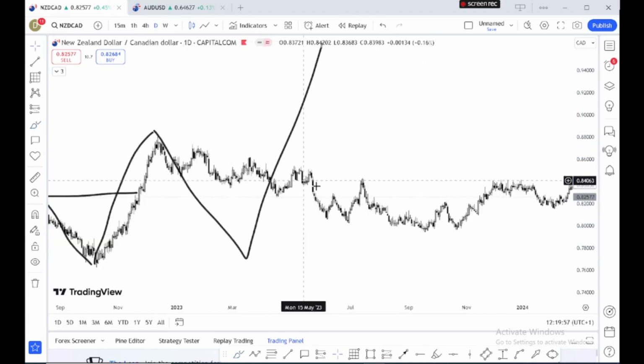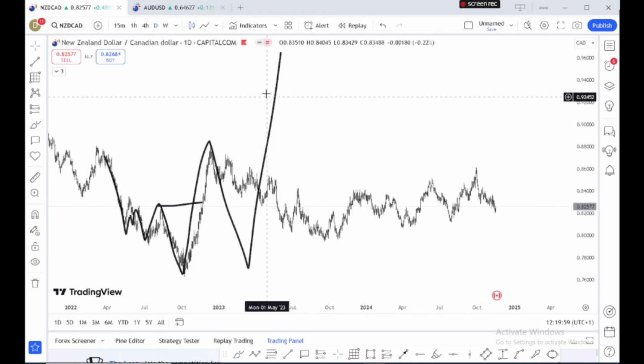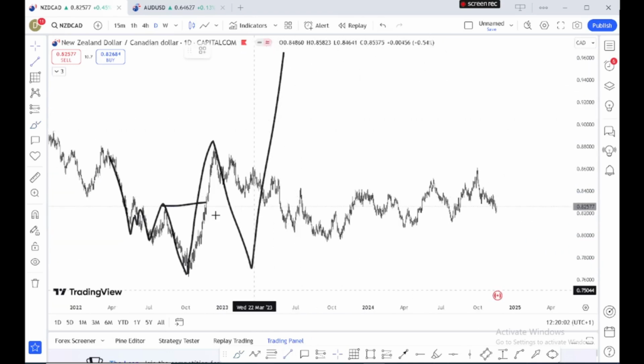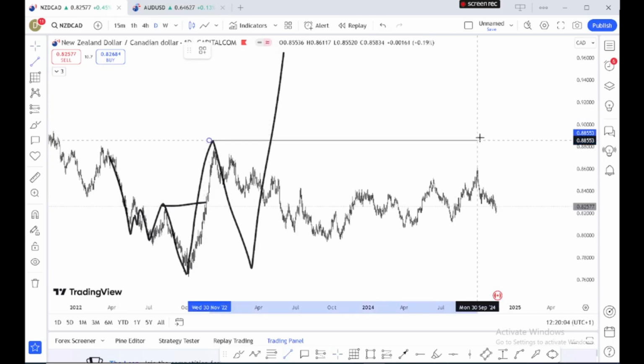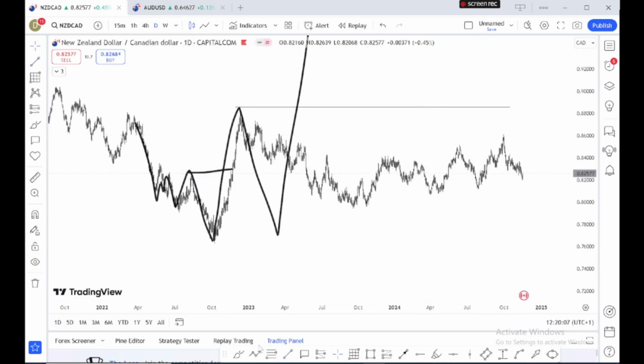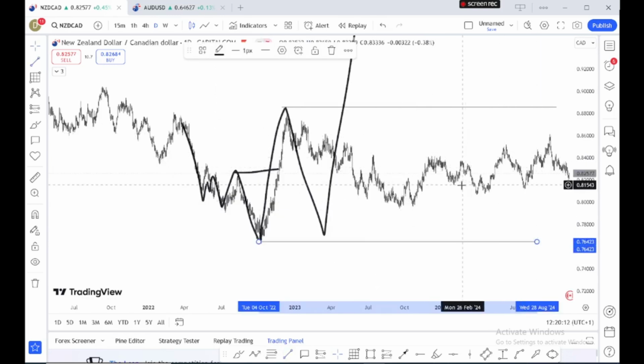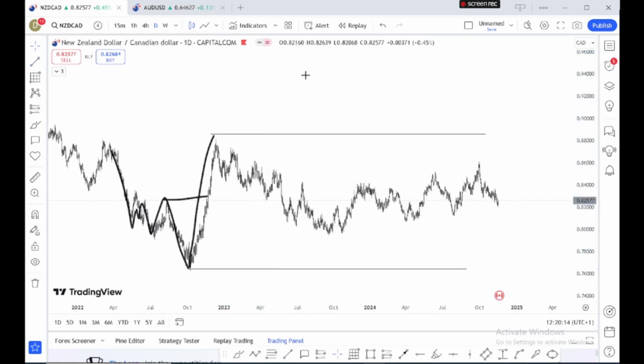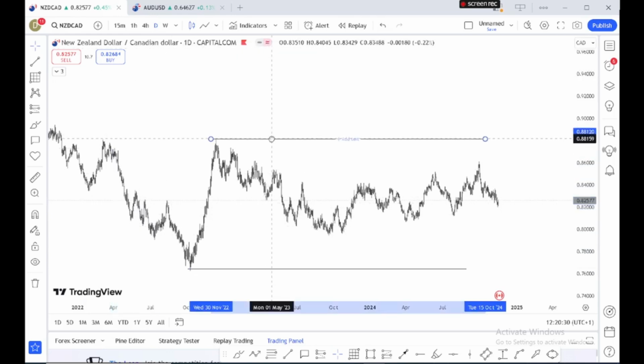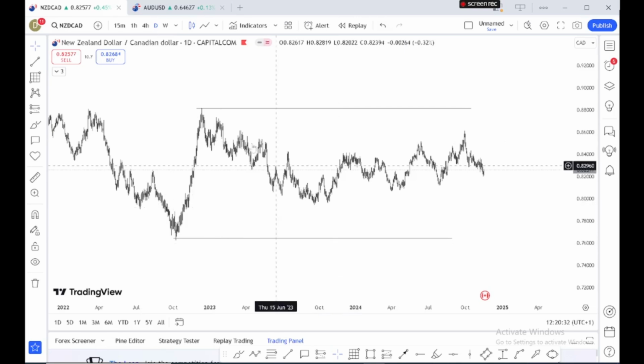So don't be carried away. As long as we are ranging from here to here, this is our low. All these things are just internal structure. The same thing similar to AUD/USD. AUD/USD has been ranging inside the major structure for a very long time. So all these are just internal structure. This is our low, this is our high. All these are just internal structure.